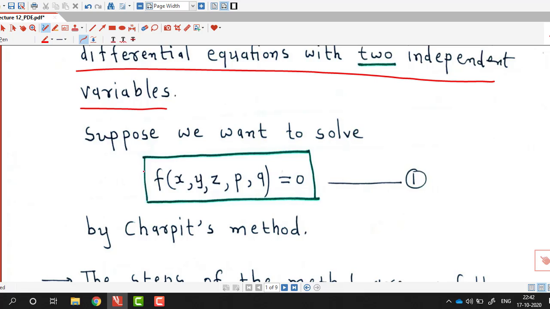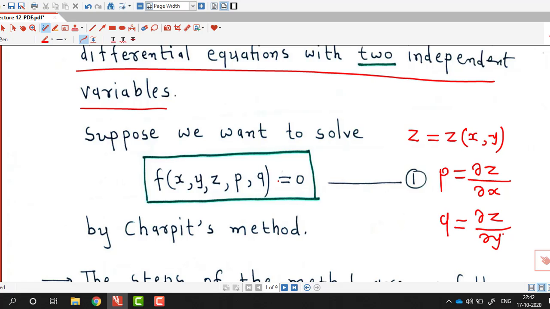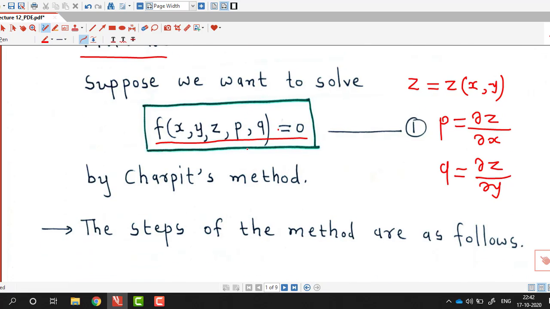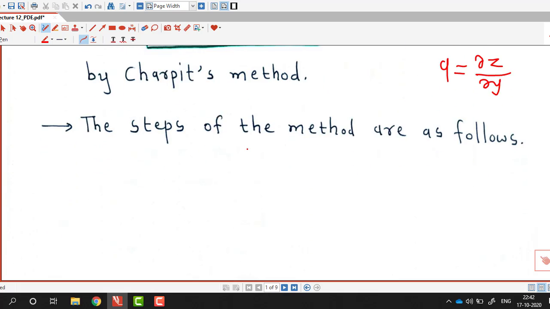Suppose we want to solve this first order partial differential equation denoted by f of x, y, z, p, q equal to 0, where z is a function of x and y. So we have x and y as independent variables. Small p is the partial derivative of z with respect to x, and small q is the partial derivative of z with respect to y. So this is the general form of a first order partial differential equation. Suppose we want to solve this equation by Charpit's method. So we discuss the steps of Charpit's method.